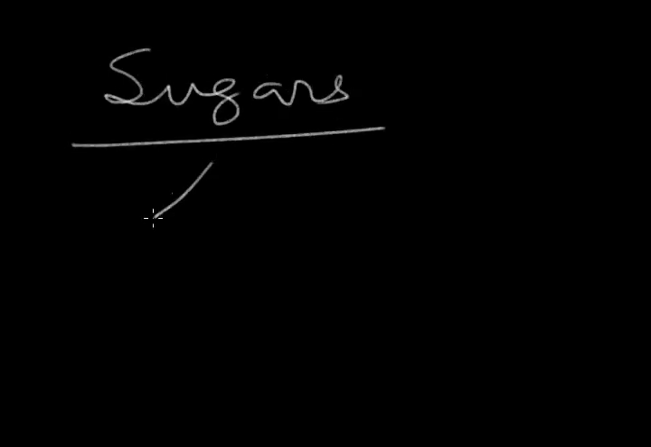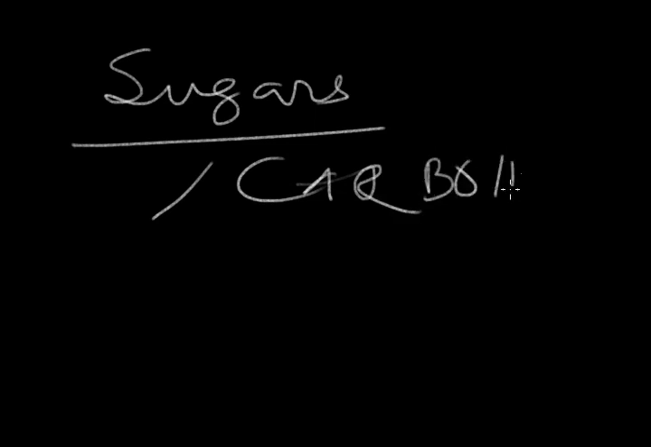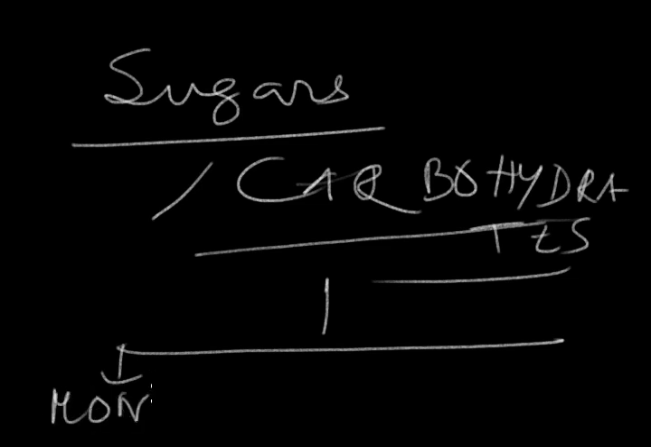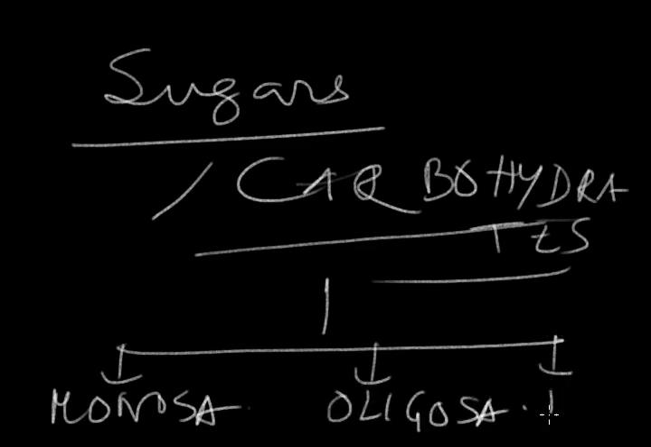Whenever you get the name sugars or carbohydrates, they include the terms monosaccharide, oligosaccharide, and polysaccharide. Going into further classification, monosaccharides are represented as unit sugars.